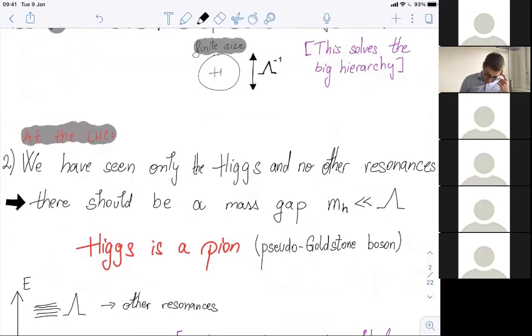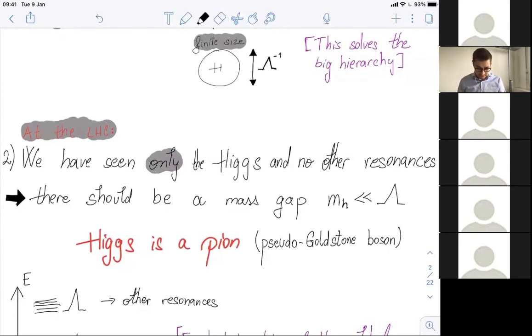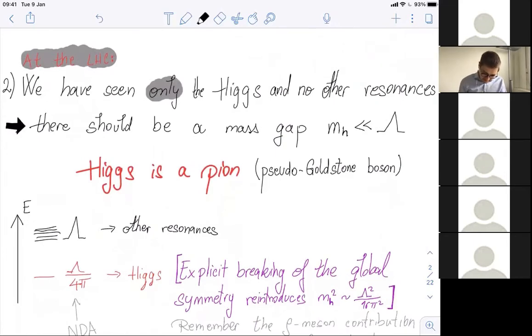Namely, at the LHC, we have not seen any other new resonance. We have seen only the Higgs. And this is very unusual. If the Higgs was one of the resonances in the strong sector, then we should have also seen its friends, companions, together with the Higgs. This suggests that the Higgs mass should be somewhat smaller than the scale of strong dynamics. So there should be a mass gap between the Higgs and other resonances of this strong sector.